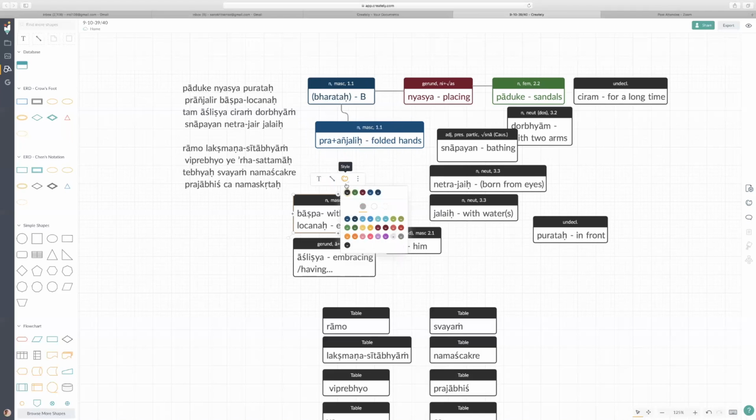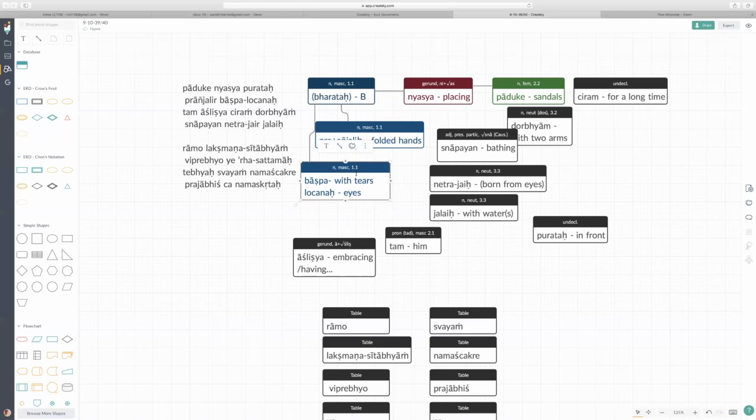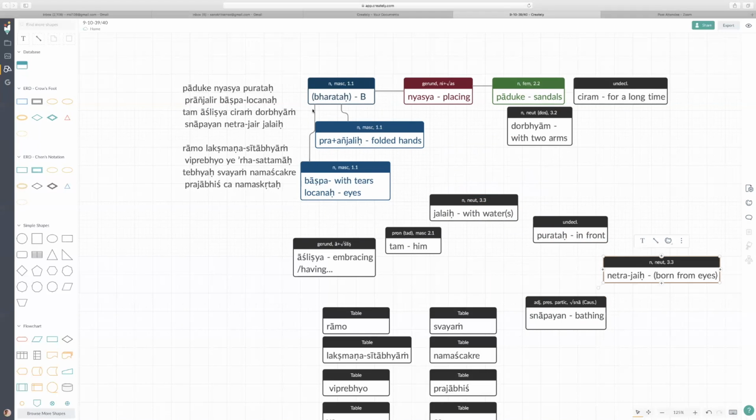Okay, then next, any other description of Bharata? Bashpalochana. Yes, Bashpalochanaha. And it will be analyzed in the same way. Whose eyes? Okay, in Sanskrit analysis you say yasya. Bashpa lochane yasya, whose two eyes, and it refers to Bharata. Okay, snapayan. Let's move it. Yasya purataha. Okay, what about purataha? In front. Where do we connect it?